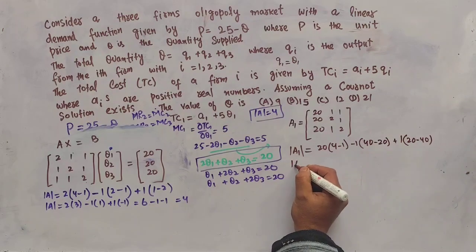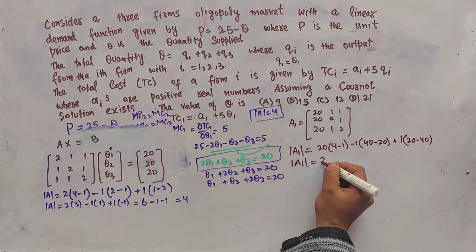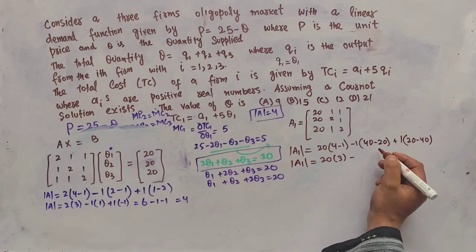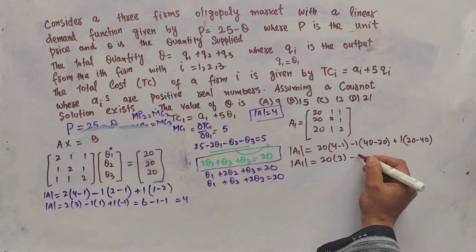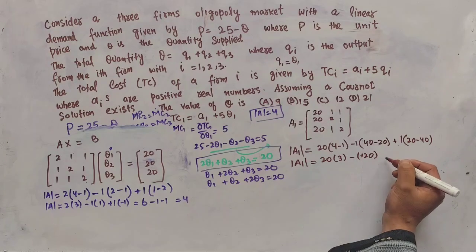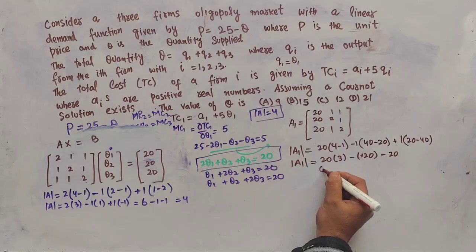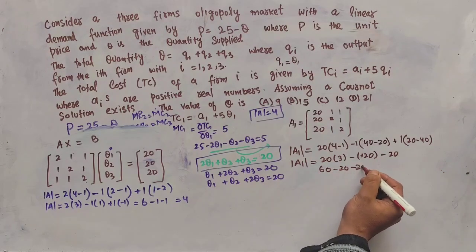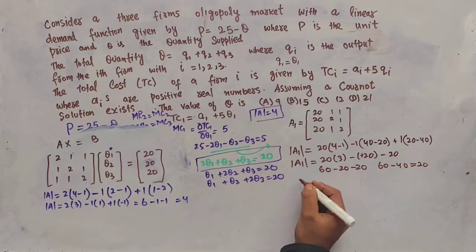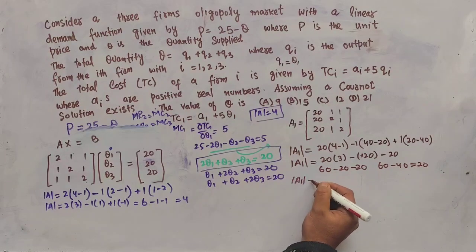Okay, so A1 will be equal to 20 into 3, minus 40 into 2 is 40 minus 2, rather it's plus 20. Then we have again minus 20. So we have 60 minus 20 minus 20, which is 60 minus 40, which is equal to 20. So determinant of A1 is equal to 20.